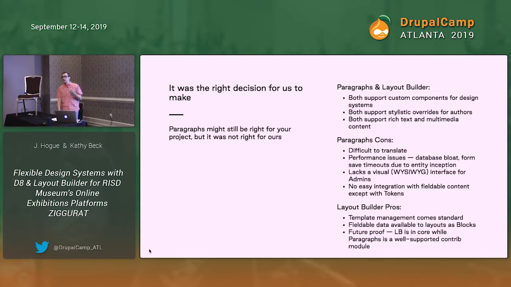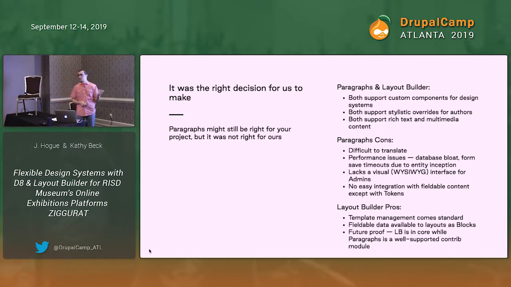So what paragraphs and Layout Builder do really well together is they both support custom components. You can have design systems, you can have a lot of parameters and design options that you can give your authors. You have a lot of control so that they don't go rogue and insert colors that are way off brand. There's a lot of that support in both of these things. There's a lot of support for rich text and multimedia as well. You can go as crazy as you want to with either of those options.